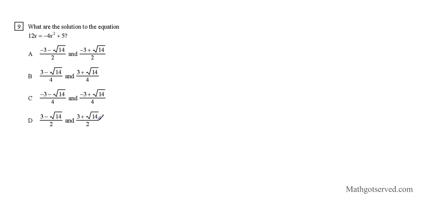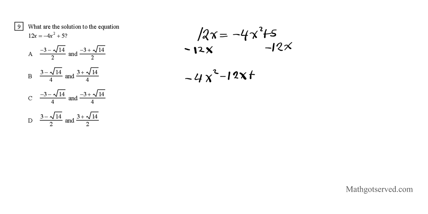All right, number 9 says what's the solution to this equation? So we have 12x equals negative 4x squared plus 5. So we'll put this in standard form, set equal to 0. Okay, so we're going to have to subtract 12x from both sides. So it's going to be negative 4x squared minus 12x plus 5 equals 0.